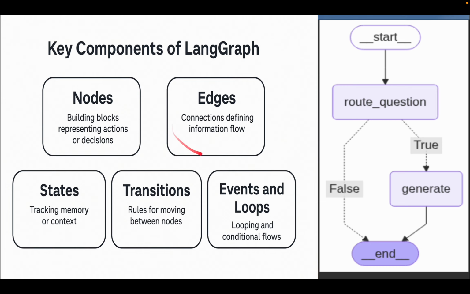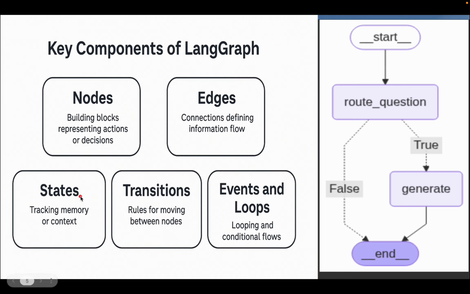Second is edges. Edges help you pass information from one node to another. If you see the diagram on the right hand side, this is my start node, which defines the starting point of my agentic application. Then we have something called route question, which is one of the nodes I have created. The input will pass through this edge and reach my second node, the route question. And this dark line you are seeing is called an edge here.